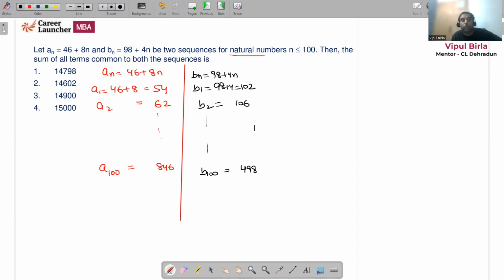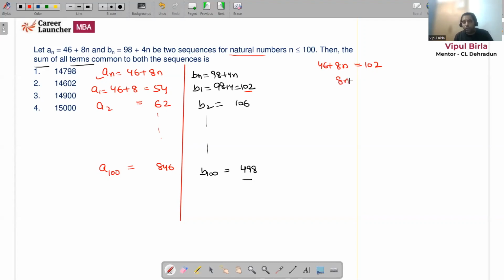Now we are looking at the number of common terms and the sum of those. So I know the common terms we need to look at are up to 498, right? Now, since the series starts from 102, 106, and so on with a gap of 4, let's identify which term of An will be the first common with B1. So I want 46 plus 8n. Is it possible that 102 is the first common term, right?